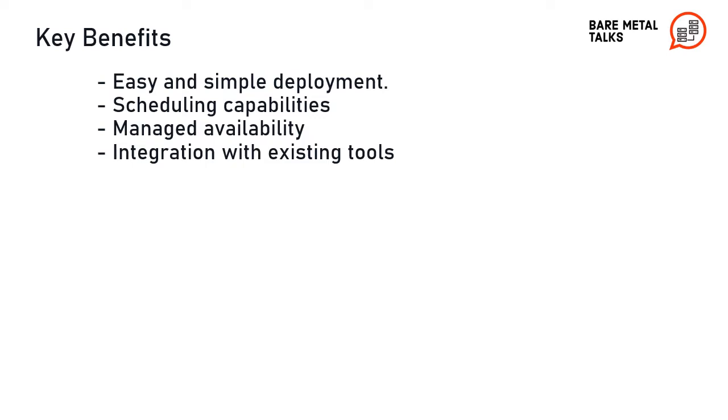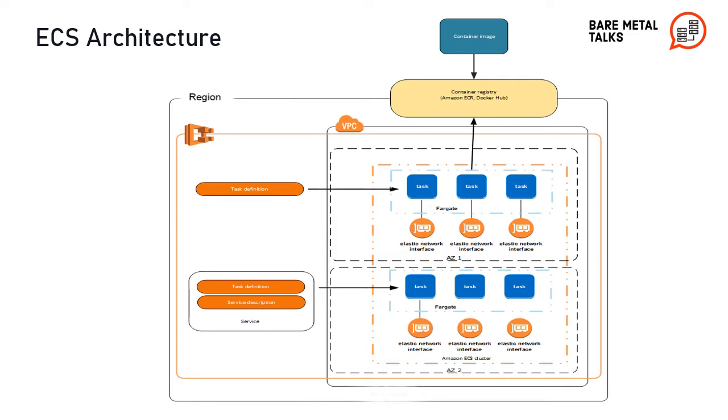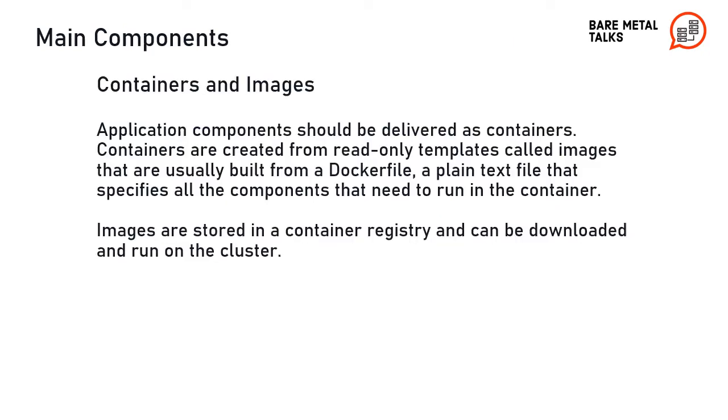In this sketch, you see Amazon ECS with containers running on AWS Fargate. Now, we will discuss the main components presented. Containers and images. Application components should be delivered as containers. Containers are created from read-only templates, called images, that are usually built from a Dockerfile. A Dockerfile is a plain text file that specifies all the components that need to run in the container. Images are stored in a container registry and can be downloaded and run on the cluster.